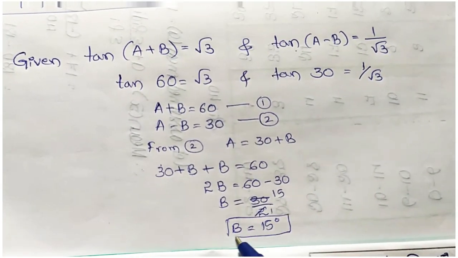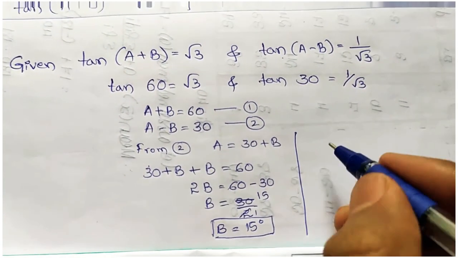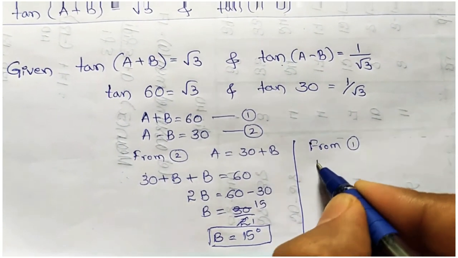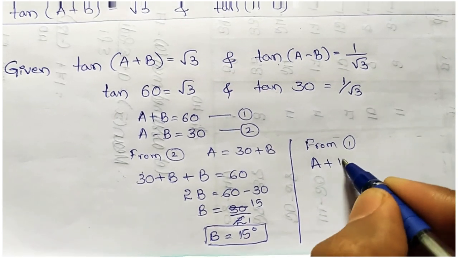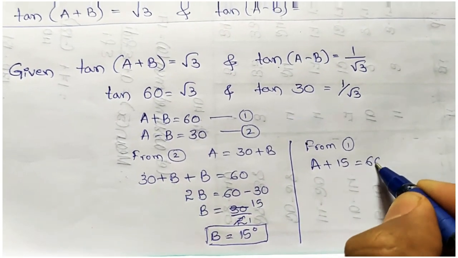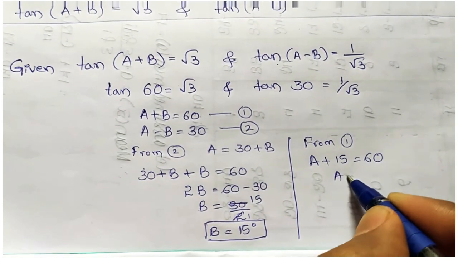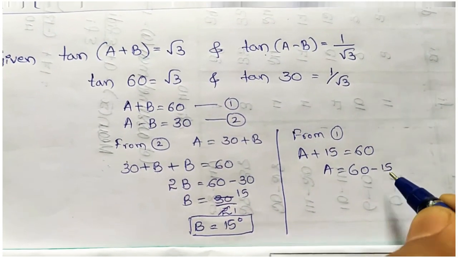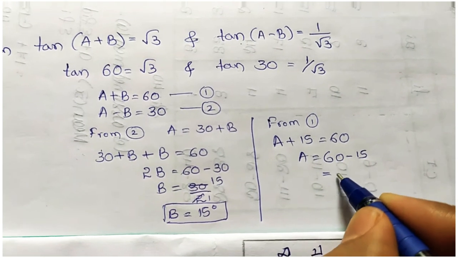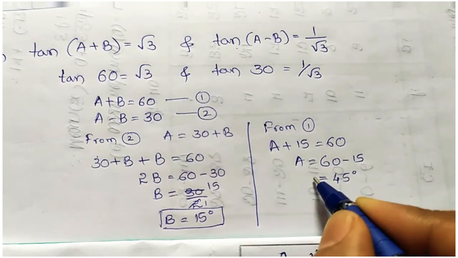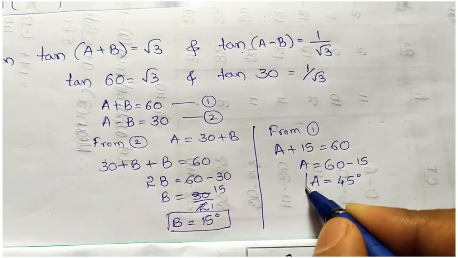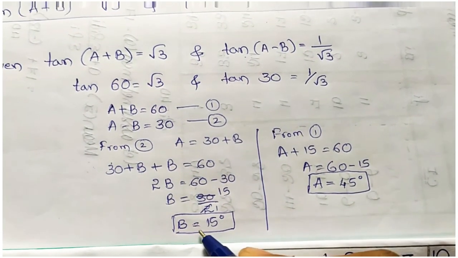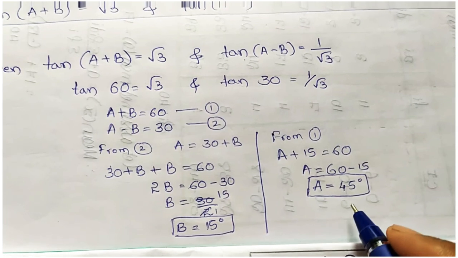If b is 15 degree, then from 1, a plus 15 equal to 60. So a equal to 60 minus 15, so it will be 45 degree. So angle A is 45 degree. So a equal to 45, b equal to 15. So this is our final answer.